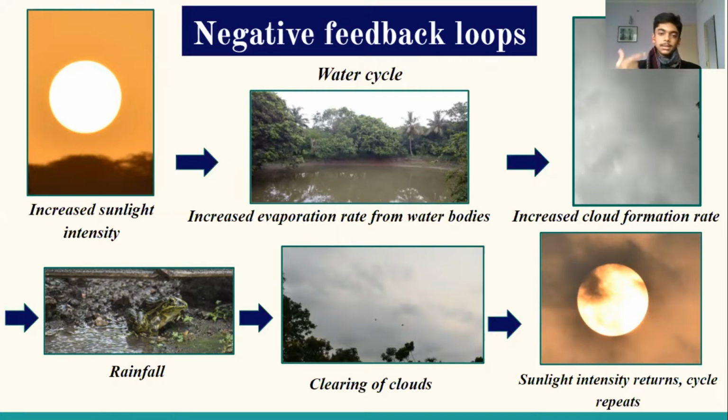Always there is that balance in the system. So if something becomes too hot in the system, well, the rain happens and it cools the temperature down. Now it becomes too wet, due to, let's say, too much excessive rainfall. That causes the clearing of clouds, and then the sunlight intensity increases.